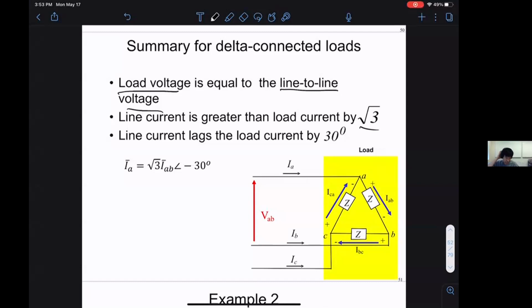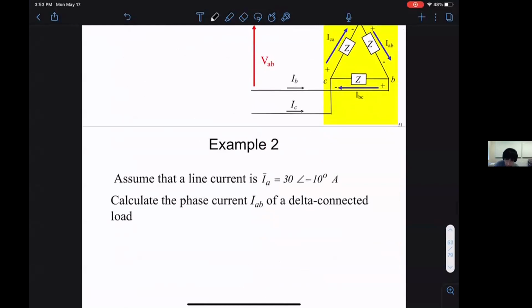Okay, so all this is just different ways of getting to an offset of √3. This is mostly bookkeeping for us, but it's still important to talk about because this is example Y. So the line current IA is 30 angle minus 10 degrees.